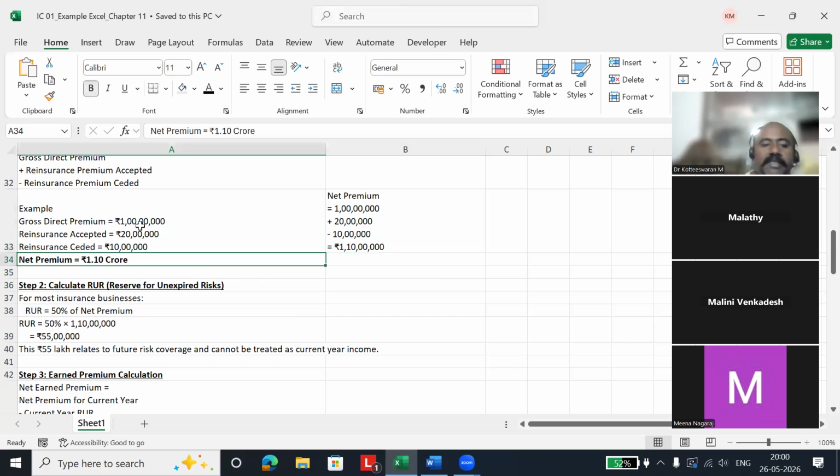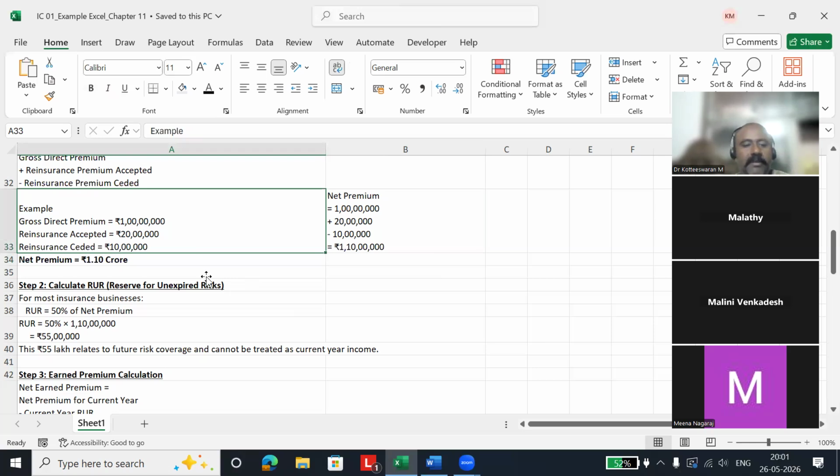So in the example they give, they will ask you to calculate the net premium. If you do not know what to add and what to subtract, you will go wrong. So gross premium plus whatever you are accepting. Accepting is plus. Remember it like that. Accepting is plus. Ceded is minus. Okay.